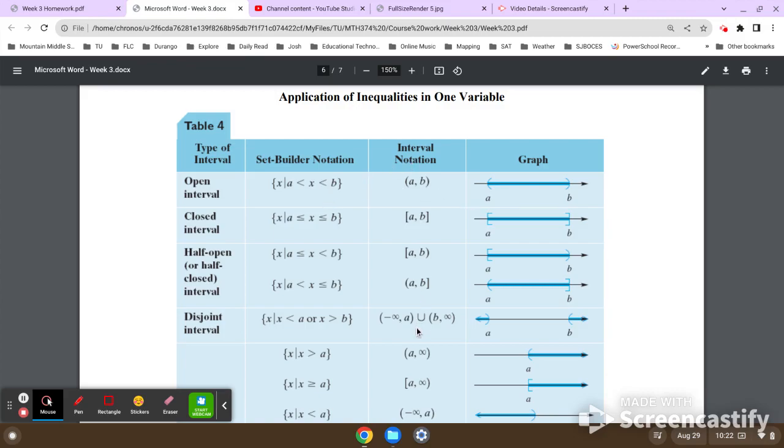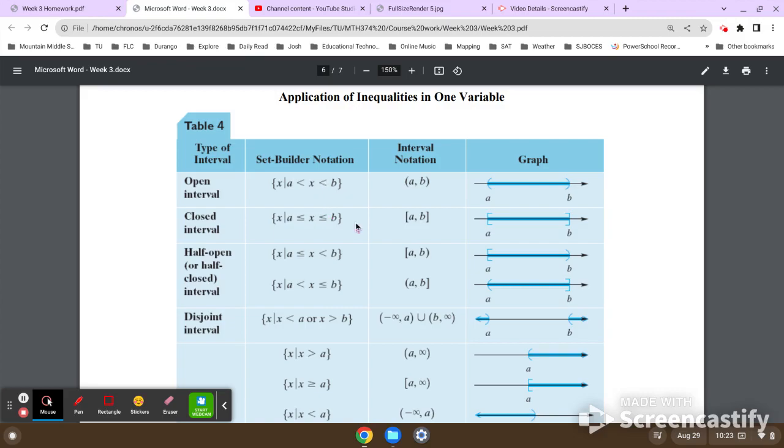If we have an open interval, that means we don't include A or B. In this case, we go from A to B, but we're not actually touching A and B, so it's an open interval. The way you read that in set builder notation is: the set of all x's, so that's the brackets, the set of all x's, and then this little bar right here means "such that." So the set of all x's such that x is greater than A, but not equal to A, and x is less than B, but not equal to B. That's considered an open interval.